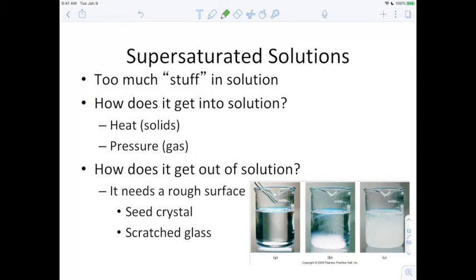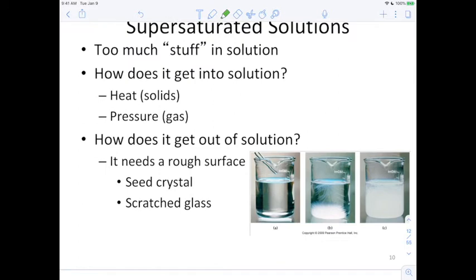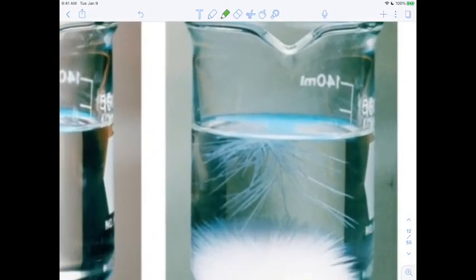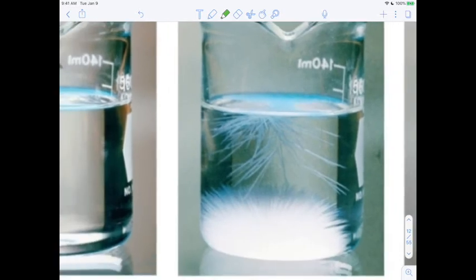So how can it come out of solution? Here's 3 images on the bottom, and it says it needs a rough surface. So one way of doing that is a seed crystal. This is a tiny little crystal of your solid, or in the case of a gas, it could just be a solid that's got a little rough edge to it, and you throw it into solution, and what happens? As soon as it enters the solution, the small particles attach to that seed, and here it has fallen down to the bottom, and now down here at the bottom you see the crystal starting to grow.